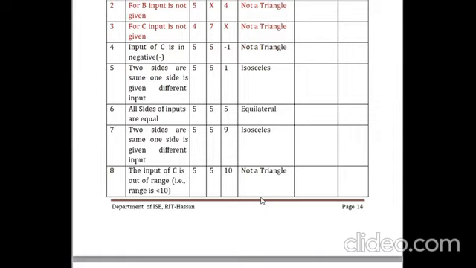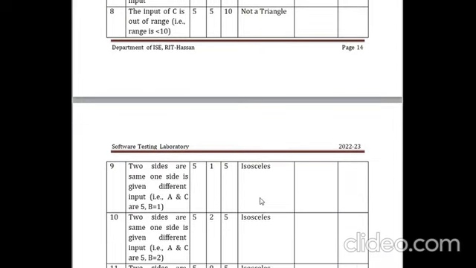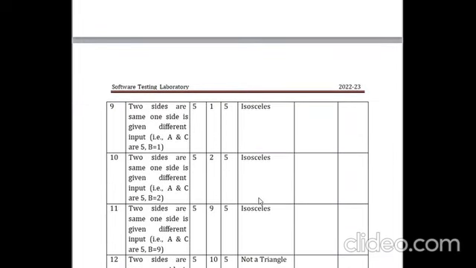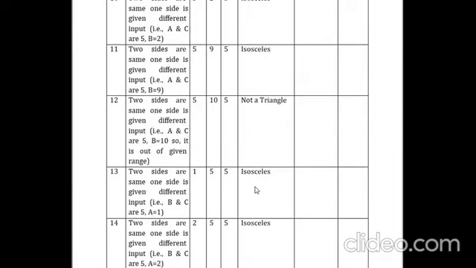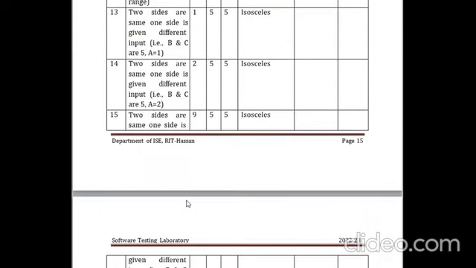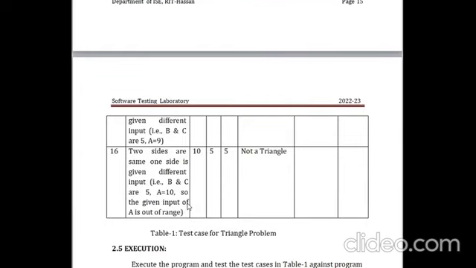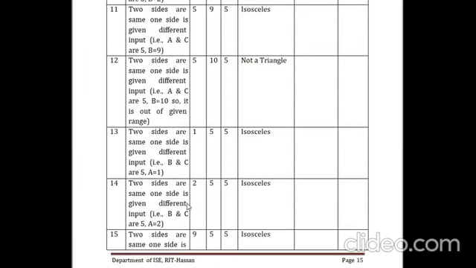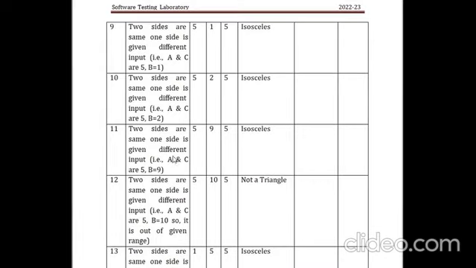So the total minimum number of test cases for boundary value analysis for the triangle program is 13. After that we can generate many more test cases, which is left to you, but the minimum number of test cases is 13 here.